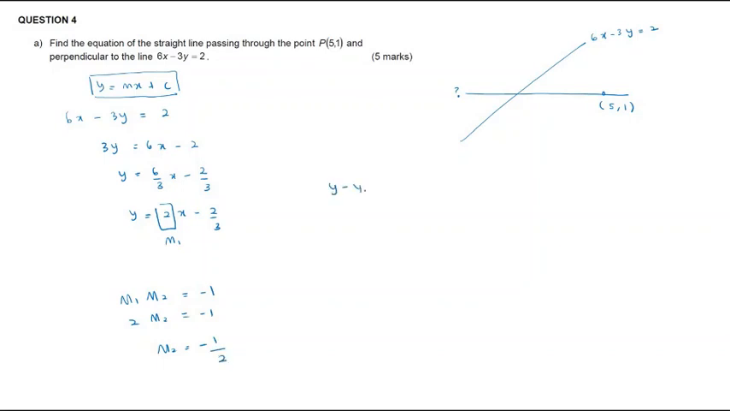And then we use y minus y1 equal m(x minus x1). The m is negative 1 over 2, and we can substitute (5, 1) into x1 and y1. y minus 1 equal negative 1 over 2 (x minus 5). y equal negative 1 over 2 x plus 5 over 2 plus 1. y equal negative 1 over 2 x plus, 5 over 2 plus 1 is 7 over 2.